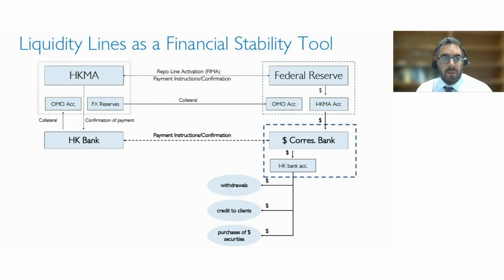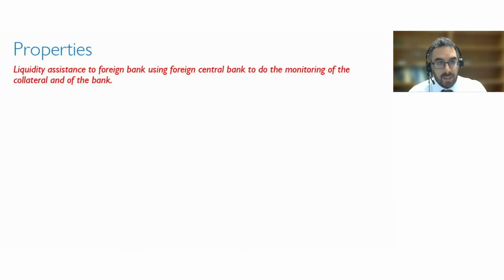Okay, so what does that leave us? How should we think about these things? In terms of the properties of this transaction, this is essentially liquidity assistance to a foreign bank, using the foreign central bank to do the monitoring of both the collateral that the bank is posting and of the bank itself. So it's the HKMA that has the relationship with the Hong Kong bank, or the Bank of Korea that has the relationship with the Korean commercial bank, and the Federal Reserve and the PBOC have an arm's length transaction there.